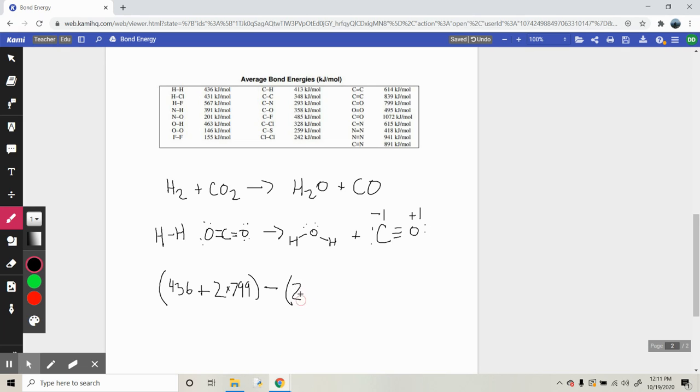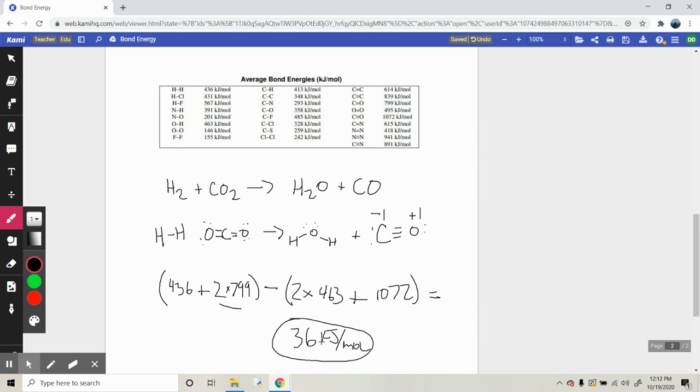H to O, there's 2 of those guys, 1, 2. H to O is 463. And then last but not least, our C to O triple bond, which is 1072. So now that we have that figured out, let's plug it into the calculator. And I ended up with an enthalpy, or delta H, of 36. So this one's positive. So we will end up with an endothermic reaction here. This is actually going to absorb more energy than it releases, okay? So 36 kilojoules per mole.